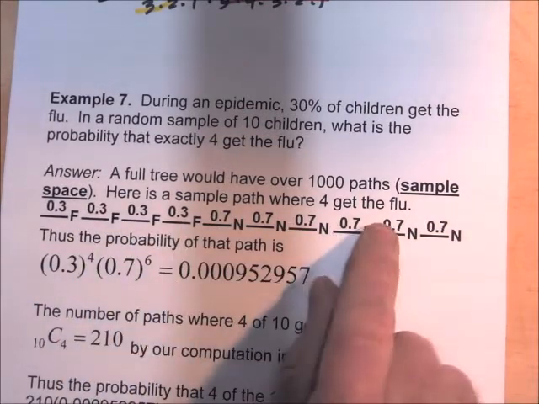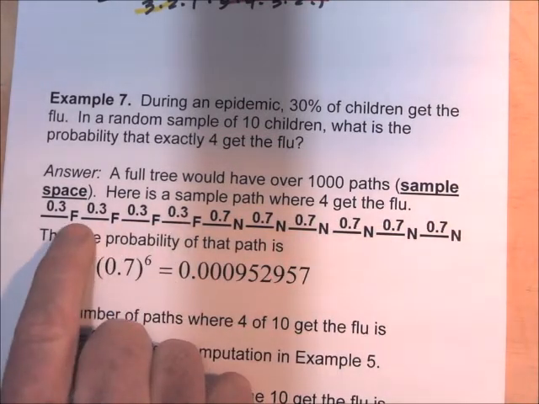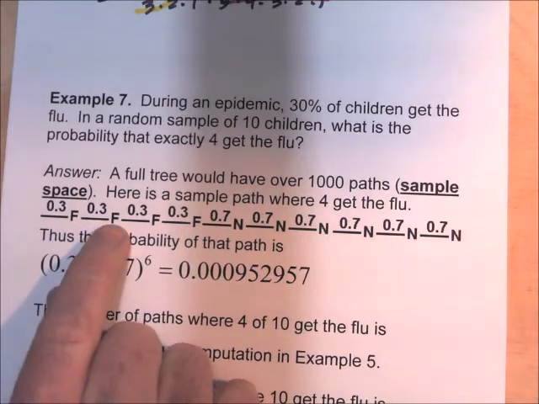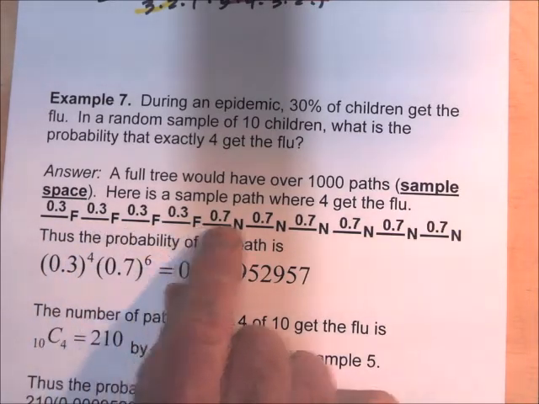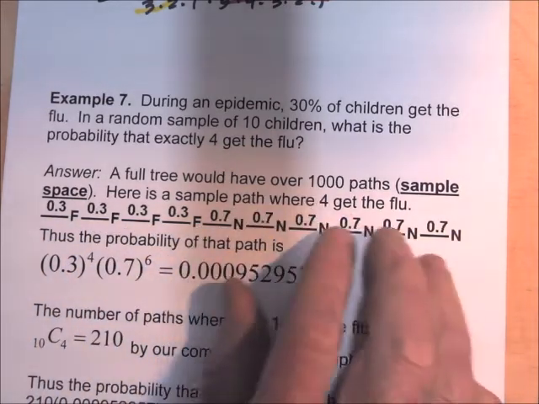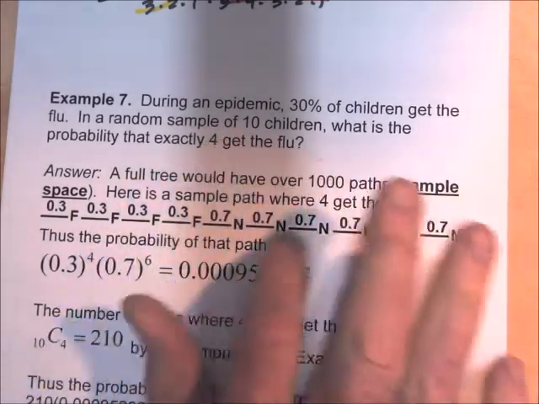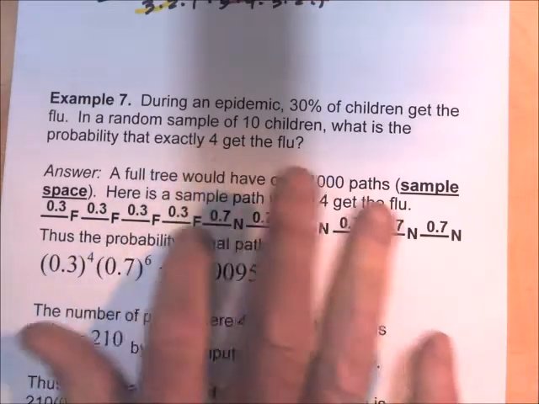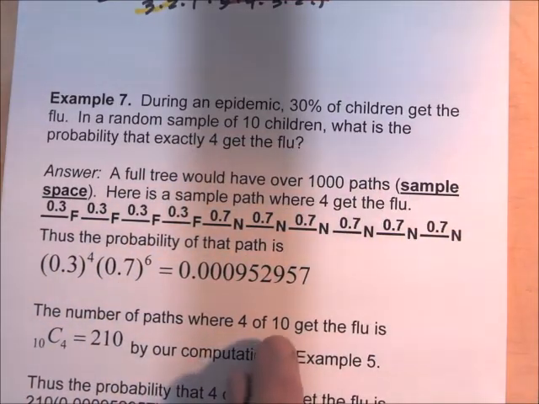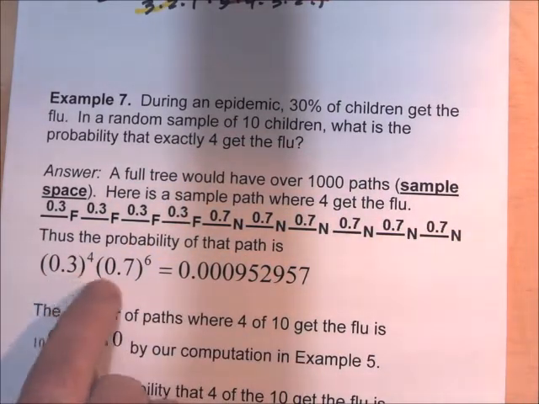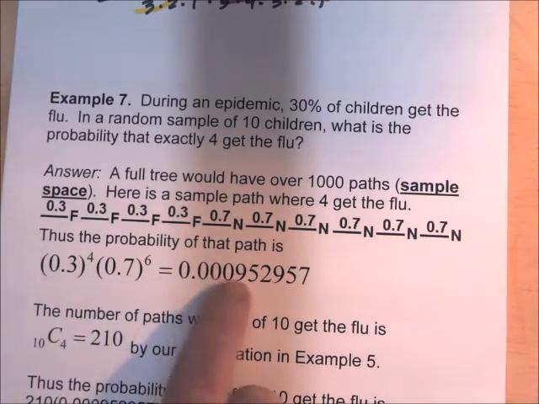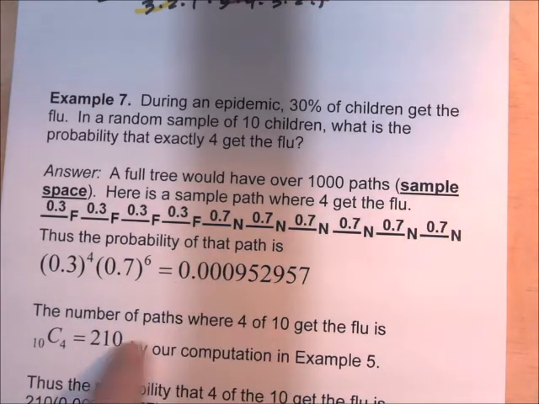And then we want to count the number of paths where 4 get the flu. Well, this is one path, but it might be that the first 2 get the flu, and then 2 don't get the flu, and then maybe another 2 get the flu, and then 4 don't get the flu or something. There's lots of different paths where we'll have these same probabilities, and we'll have the same numbers getting the flu. The order doesn't matter in multiplication, so the probability of each of these paths is going to be the same, but we just need to count the number of paths.